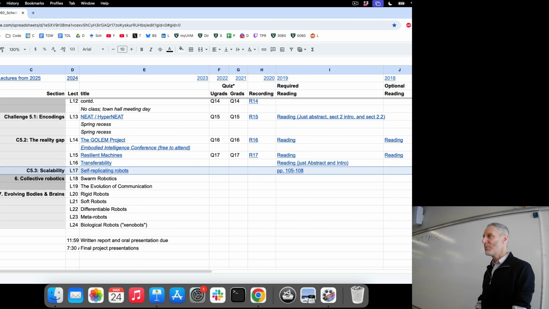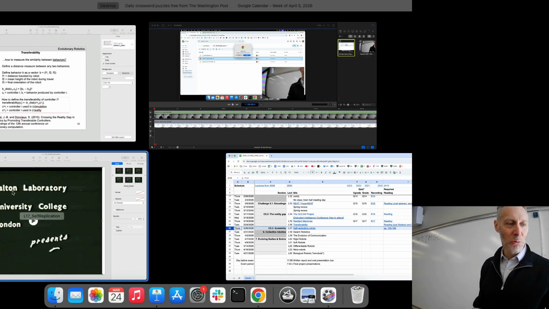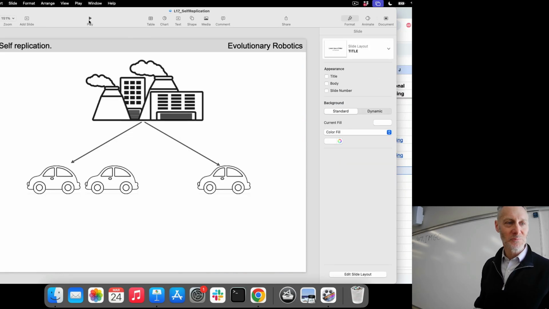We would like to be able to manufacture very large numbers of autonomous machines, and we could do it in the way that we produce all other kinds of machines, like iPhones and automobiles and drones, but maybe we can do something smarter, which is make machines that make machines. What could possibly go wrong, right? Okay, let's talk about self-replicating robots.